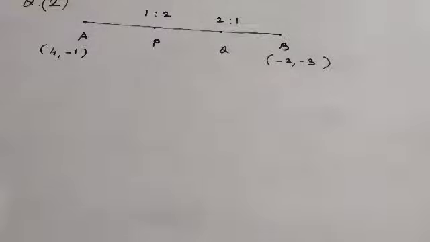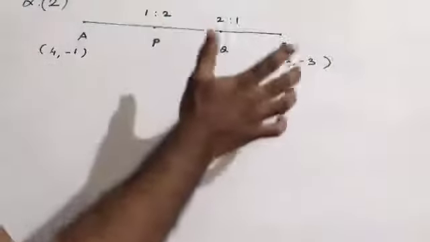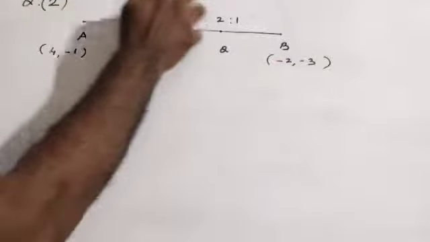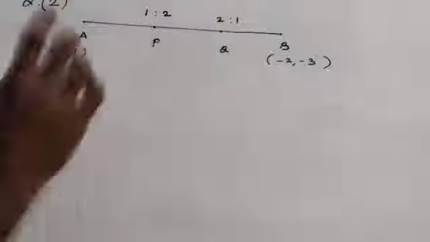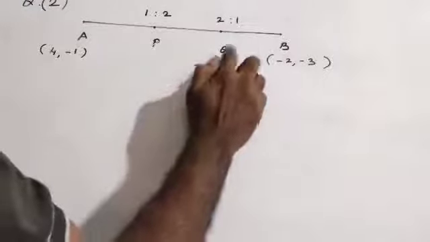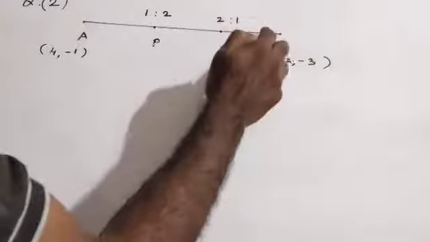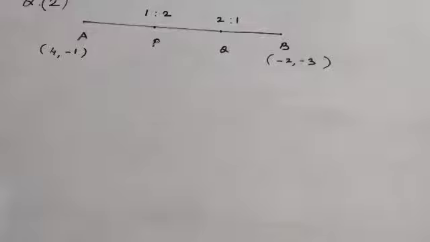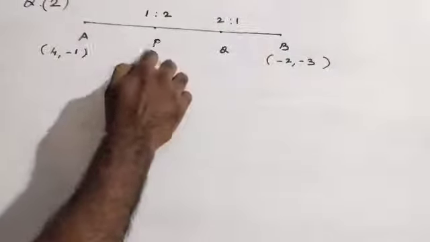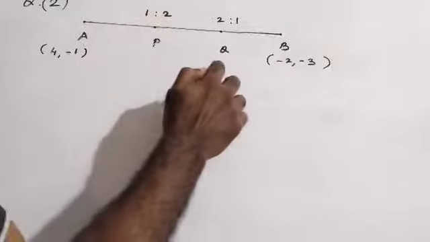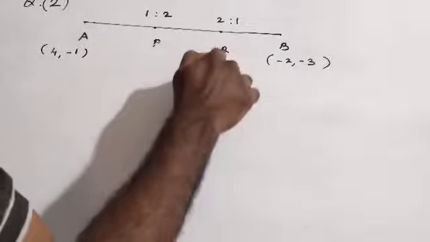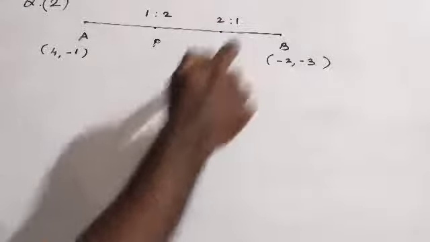For trisection, always consider the point P divides the line segment in the ratio 1:2, 1 plus 2, 3. That is trisection. Like that the point Q, 2:1, 2 plus 1, 3. So trisection means always consider the point dividing the line segment AB in the ratio 1:2. Q divides the line segment in the ratio 2:1.